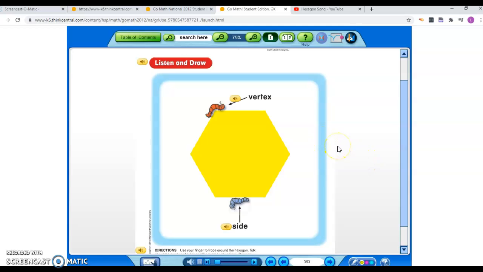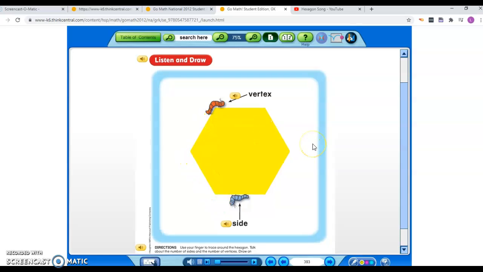We've got a big yellow hexagon here. Let's use our finger to trace around the outside of the hexagon. There's 1, 2, 3, 4, 5, 6 sides on that hexagon. Let's look at the vertices. This little blue worm was resting on a side, but this orange worm is resting around a vertex, one of the vertices. So let's touch and count those. I see 1, 2, 3, 4, 5, 6 vertices.